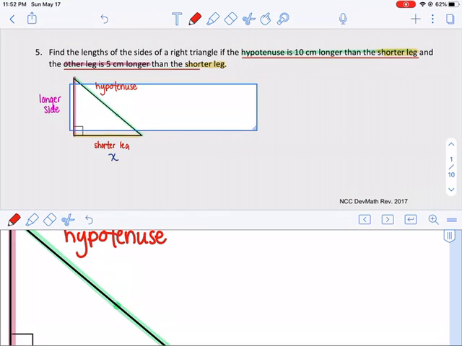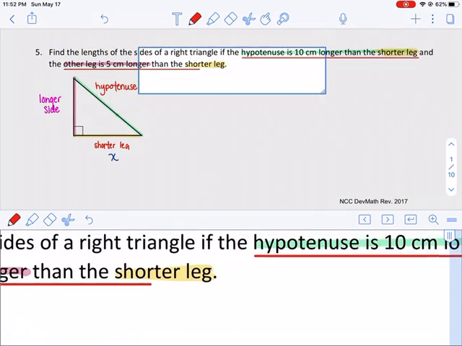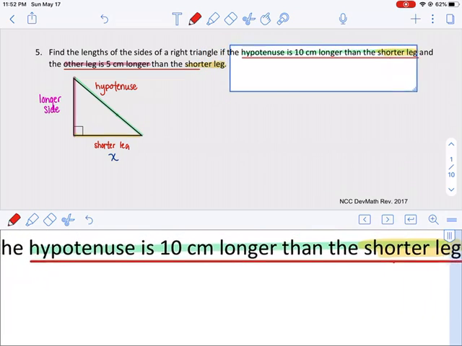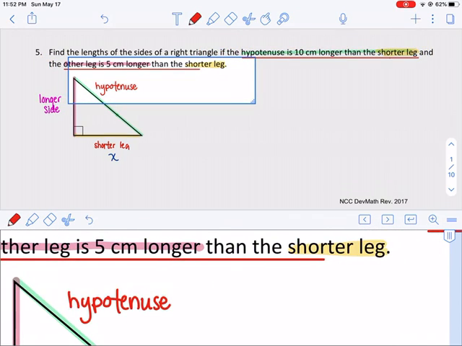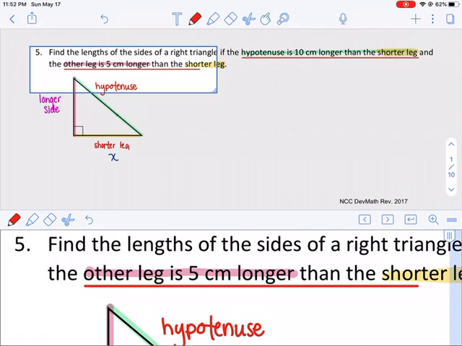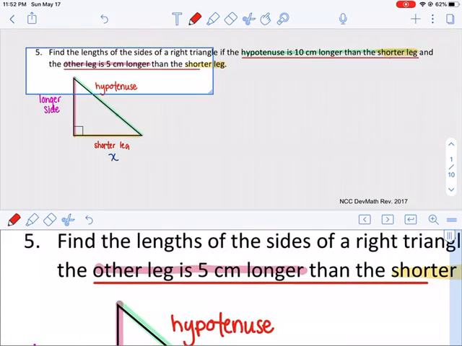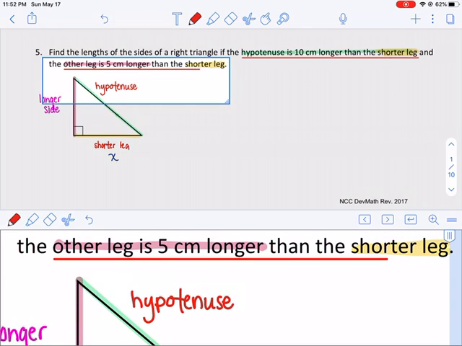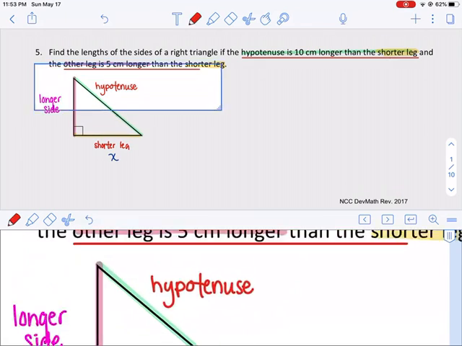Okay, so video number 4, we're on problem number 5 here. We want to find the lengths of the sides of a right triangle if the hypotenuse is 10 centimeters longer than the shorter leg and the other leg is 5 centimeters longer than the shorter leg. So the key with problems like this is to find out what they're not talking about, and everything else is being compared to that. And you see what's in yellow is the shorter leg. So everything is leading to naming the variable x as the shorter leg.